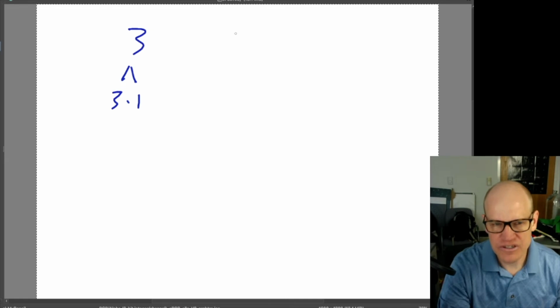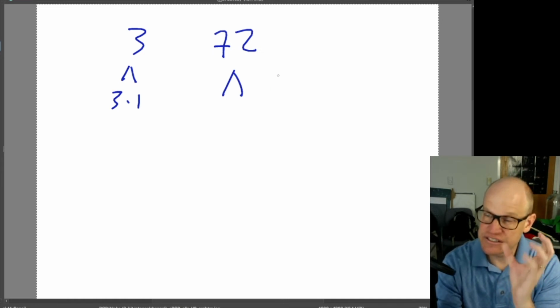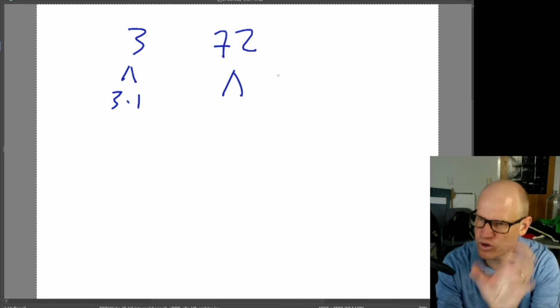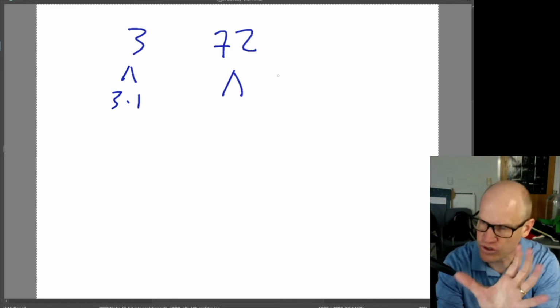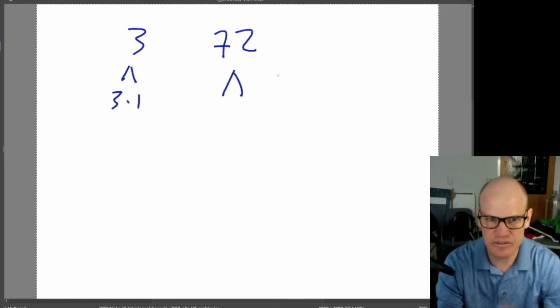Any other number is going to be factored into, let's say 72. 72 can be factored into a set of prime factors. So you can get a unique set. The order might be different, but the number and the types of factors that you get are going to be unique.